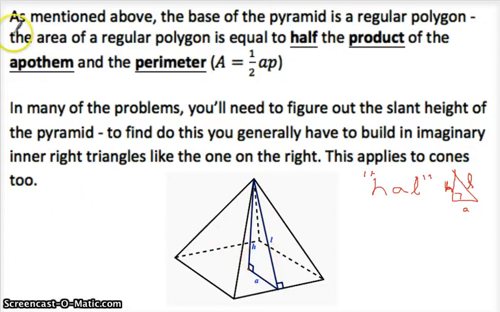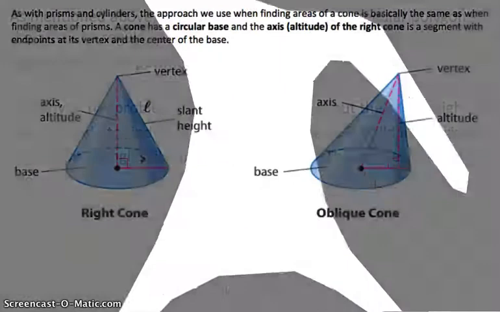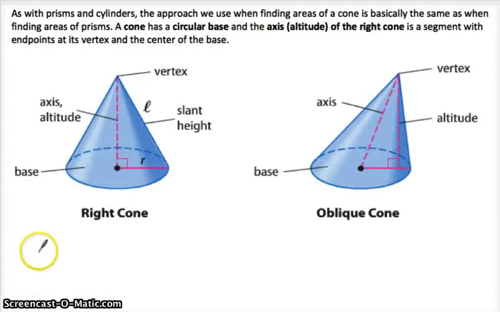All right, let me start reading this. As mentioned above, the base of a pyramid is a regular polygon. Regular polygon base area is as it was before in chapter 11, where it's half AP. But then the rest of this is just about that triangle. That's really, really helpful. All right, cones.